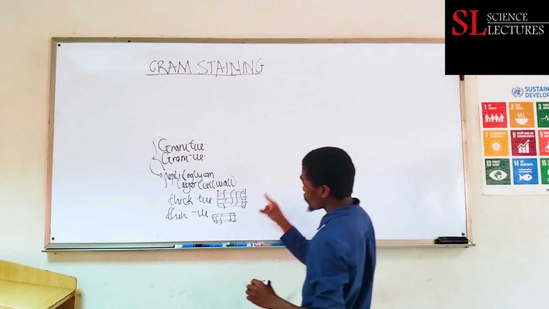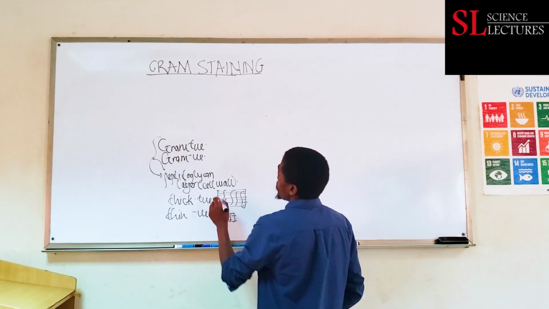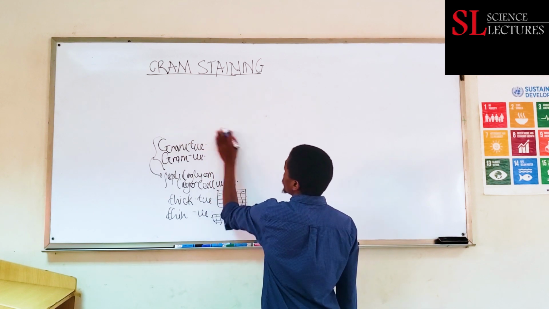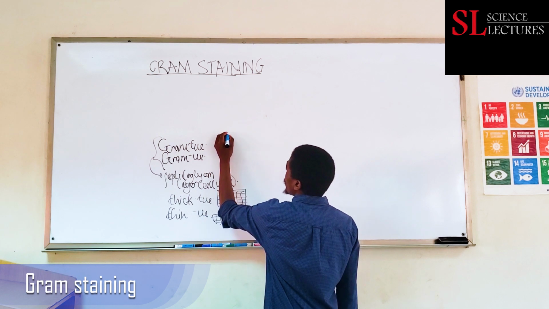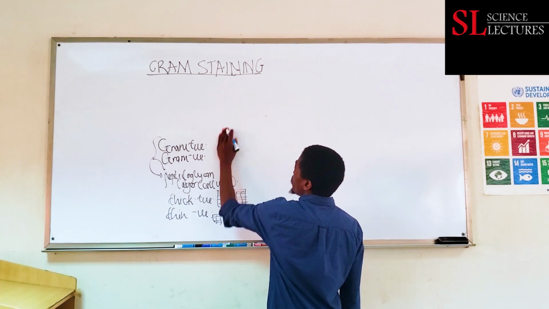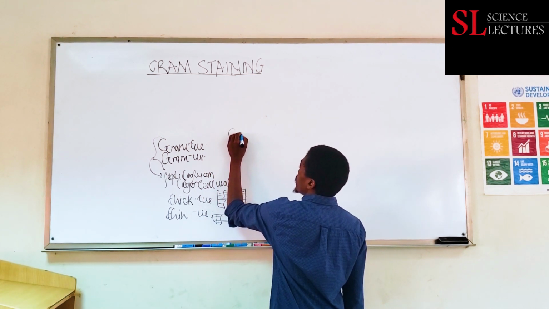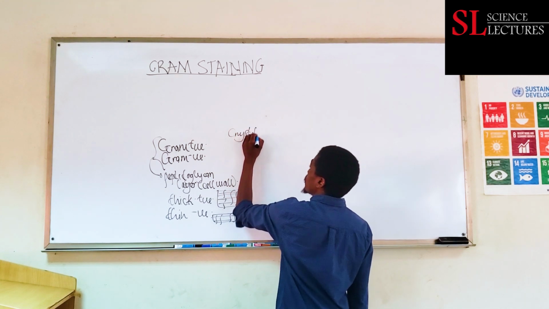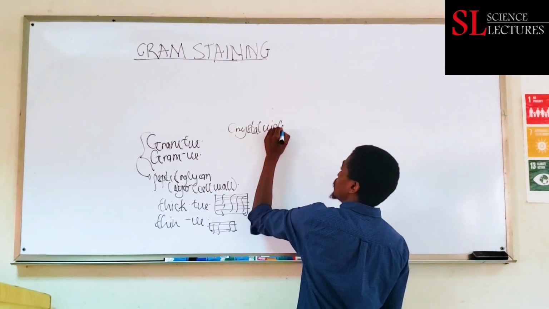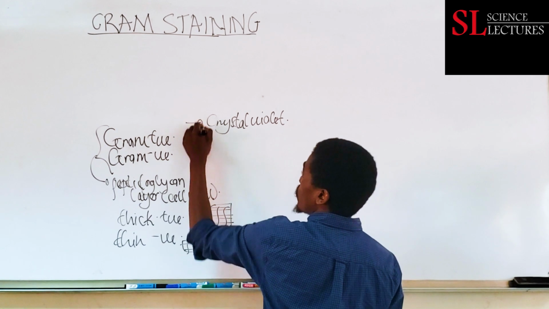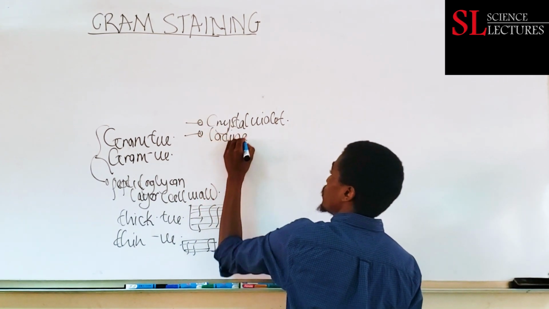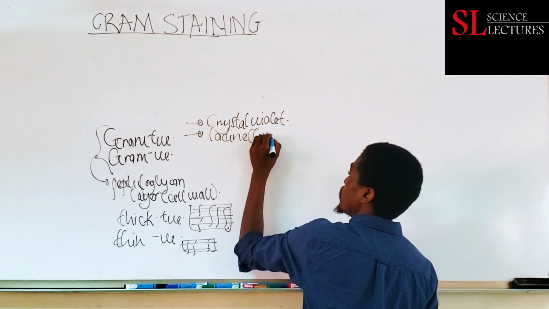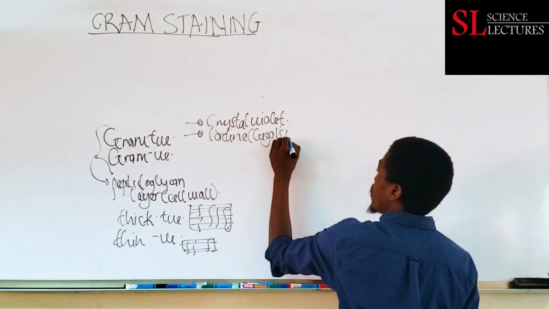However, before we do the staining, we have the materials we need. What are some of the materials we need before we do staining? We need crystal violet. Then we also need iodine, which you can call Lugol's iodine.